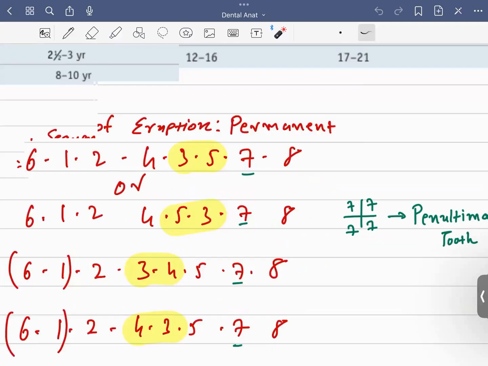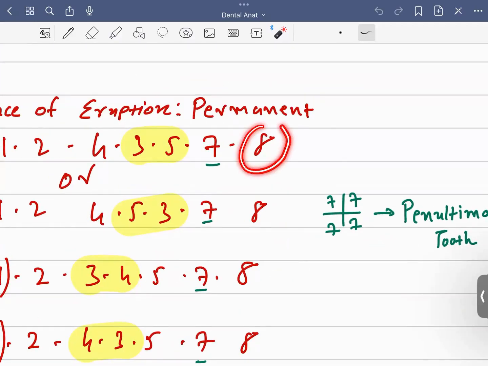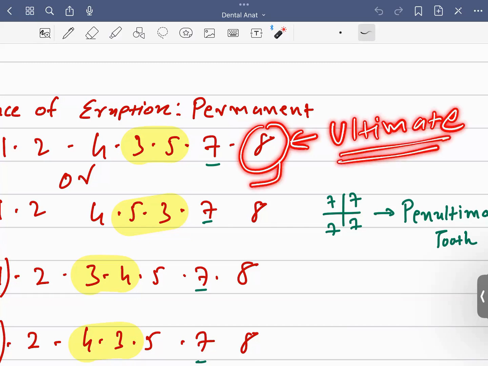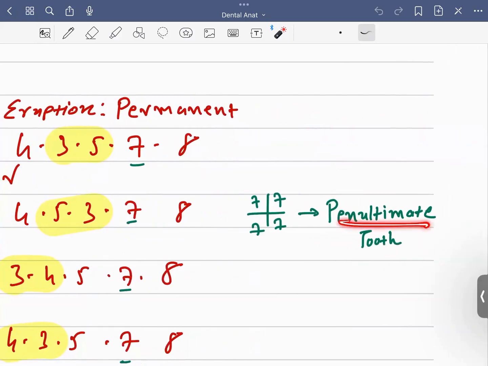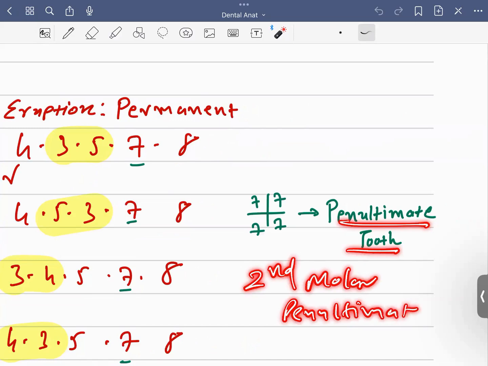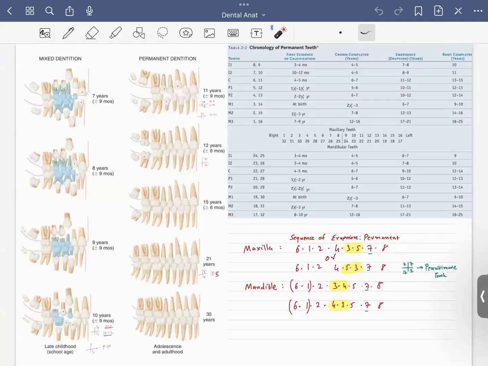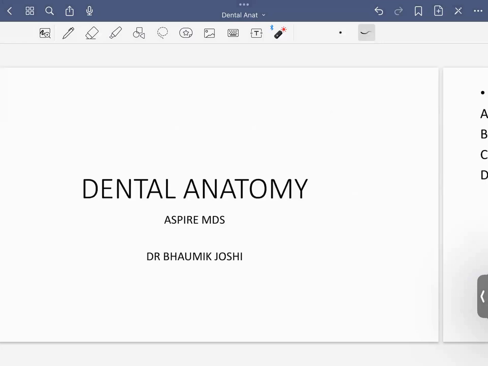So if you see, the last tooth to erupt for all of them is 8, the third molar. The last tooth to erupt is known as the ultimate tooth. And the one which erupts before the ultimate tooth is known as the penultimate tooth. So which tooth is the penultimate tooth? Remember, the second molar is known as the penultimate tooth to erupt. Clear, everyone? Yes, sir. Okay, we'll see some questions based on this.